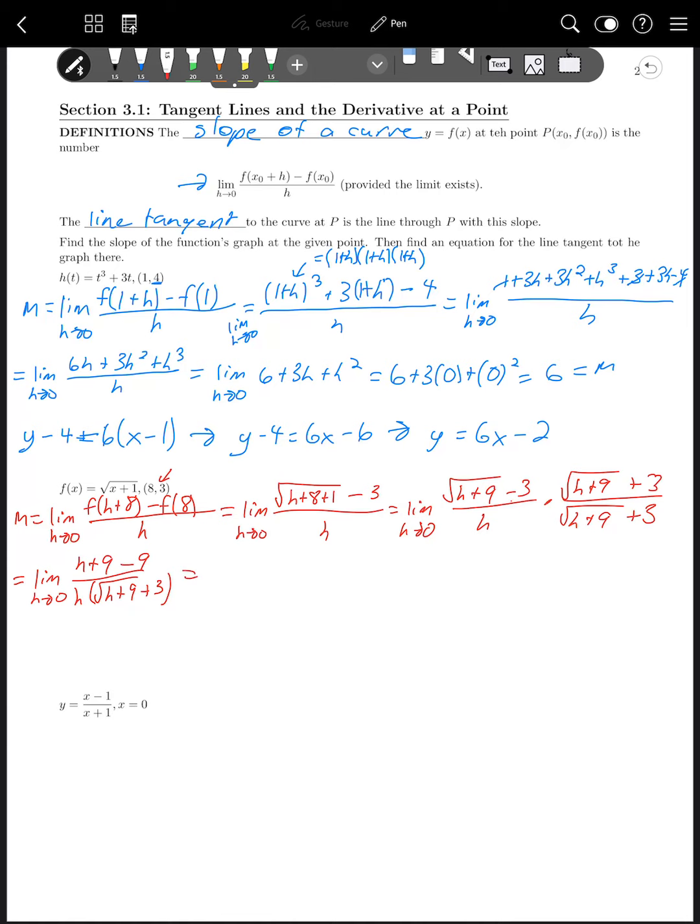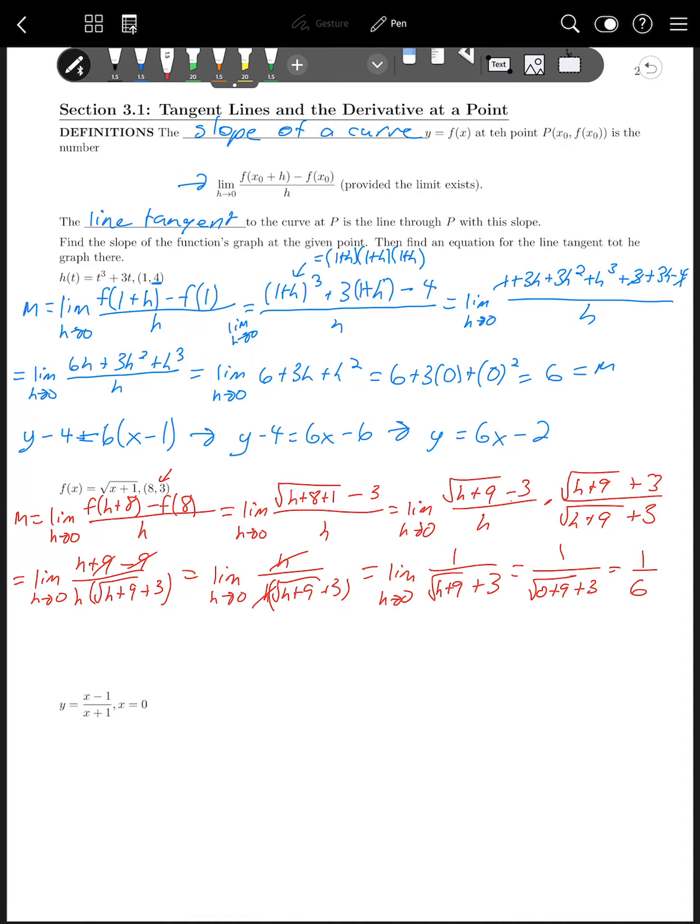And so now combine like terms, so the 9 and negative 9 cancel. So this is the limit as h approaches 0 of h over h times the square root of h plus 9 plus 3. Now we can cancel out the h's. So this is the limit as h approaches 0 of 1 over the square root of h plus 9 plus 3. And we can now plug 0 in because that won't be undefined. So this will be 1 over the square root of 0 plus 9 plus 3, which is 1/6. So the slope in this case is 1/6.